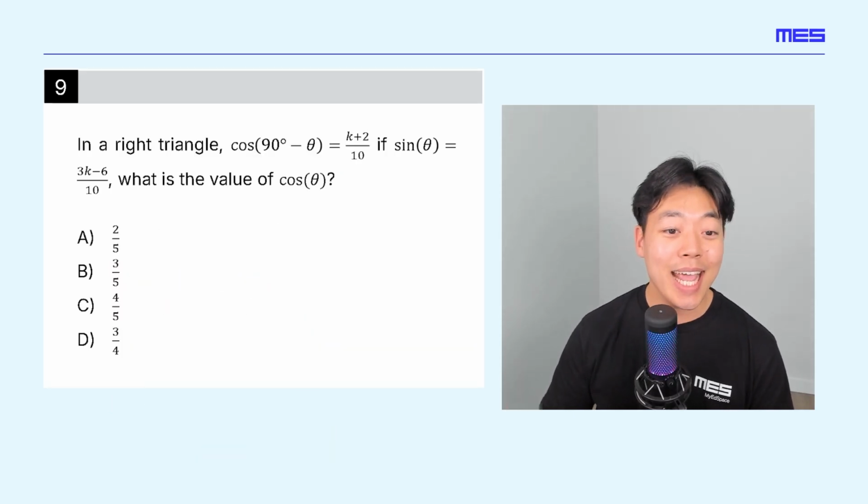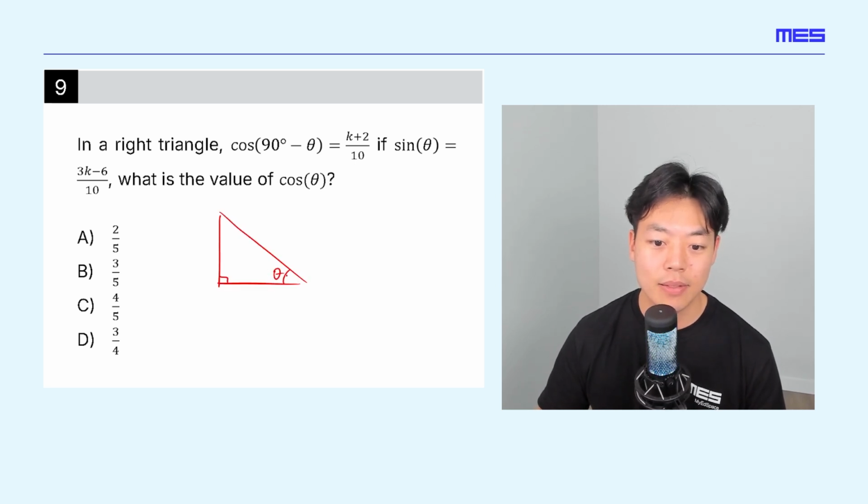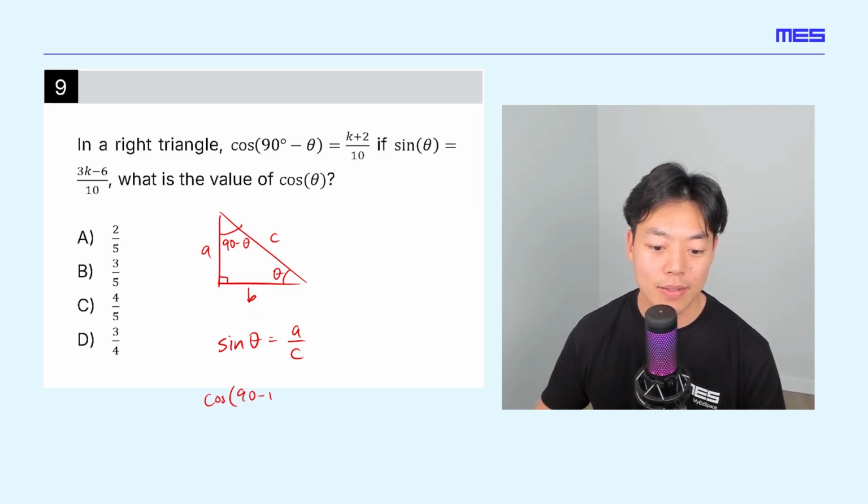Number 9. In a right triangle, cosine of 90 degrees minus theta is equal to something, and sine of theta is equal to another. Now, if you look at a right triangle, let's label it ABC. That might be much easier. Sine of theta will be opposite over hypotenuse. Cosine of 90 minus theta, notice how this right here is 90 minus theta. Cosine of 90 minus theta is also equal to a over c.